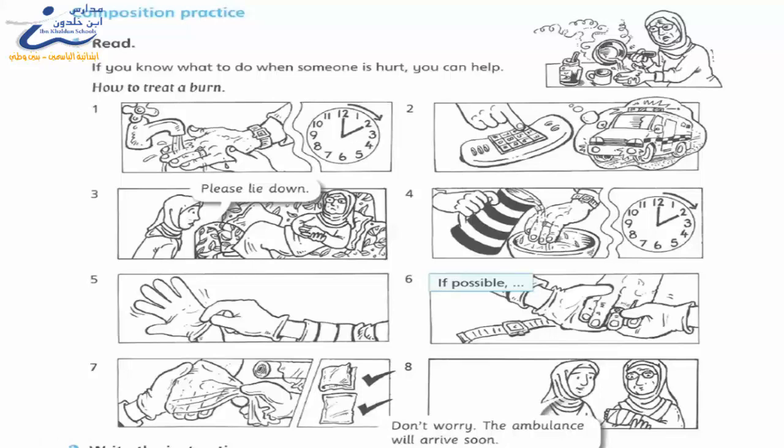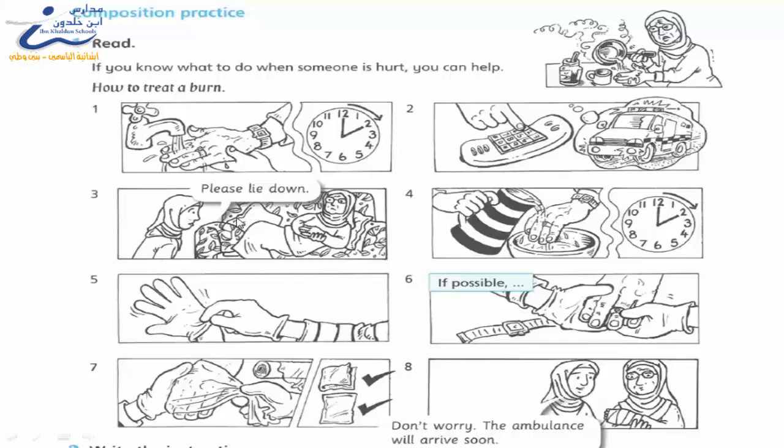You have 8 pictures. Try to make a sentence or an instruction for each picture. Then you are going to write the instructions in the second exercise. Number 1, what can be the instruction? You have the burned hand. They are pouring water on it for 10 minutes. Here, someone is trying to use the phone to call the ambulance.